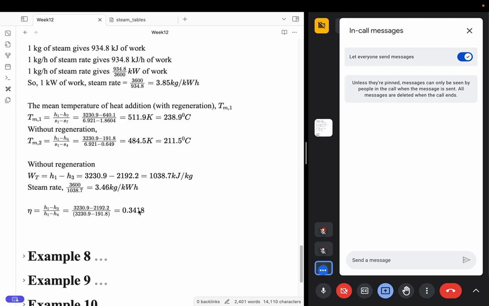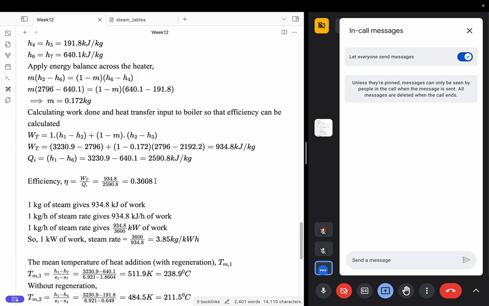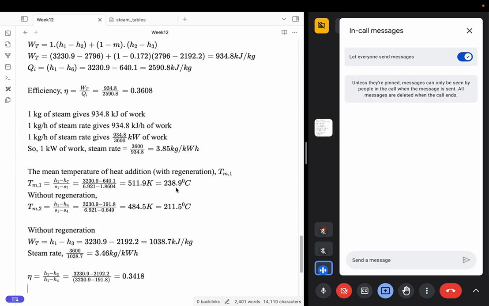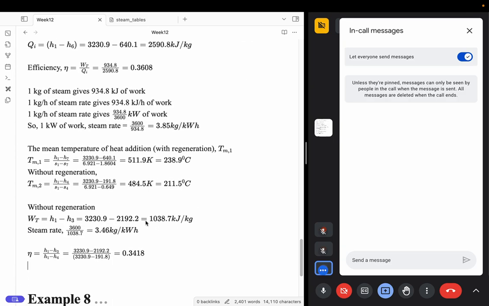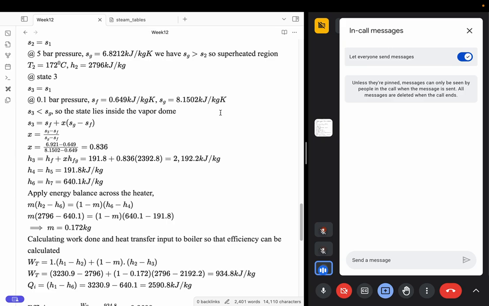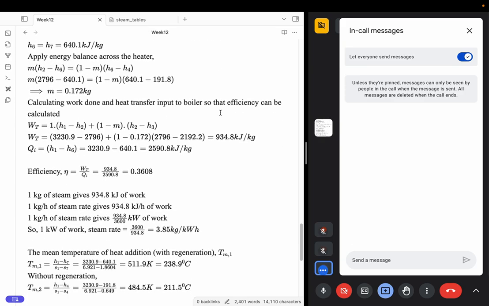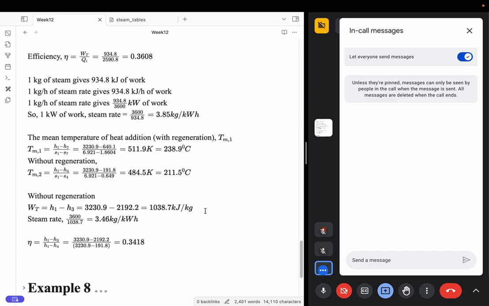So if you see the efficiency, without regeneration you have around 34% efficiency, and with regeneration we got efficiency around 36%. So the efficiency has increased. Your mean temperature of heat addition also increased, and the net work done previously, with regeneration, is 934, without regeneration is 1038. So even though the net work done by the turbine has decreased, both the turbine work done as well as the amount of heat you added in the boiler got reduced. Because your heat addition is being done at a much higher temperature, the efficiency of the overall system is increased.